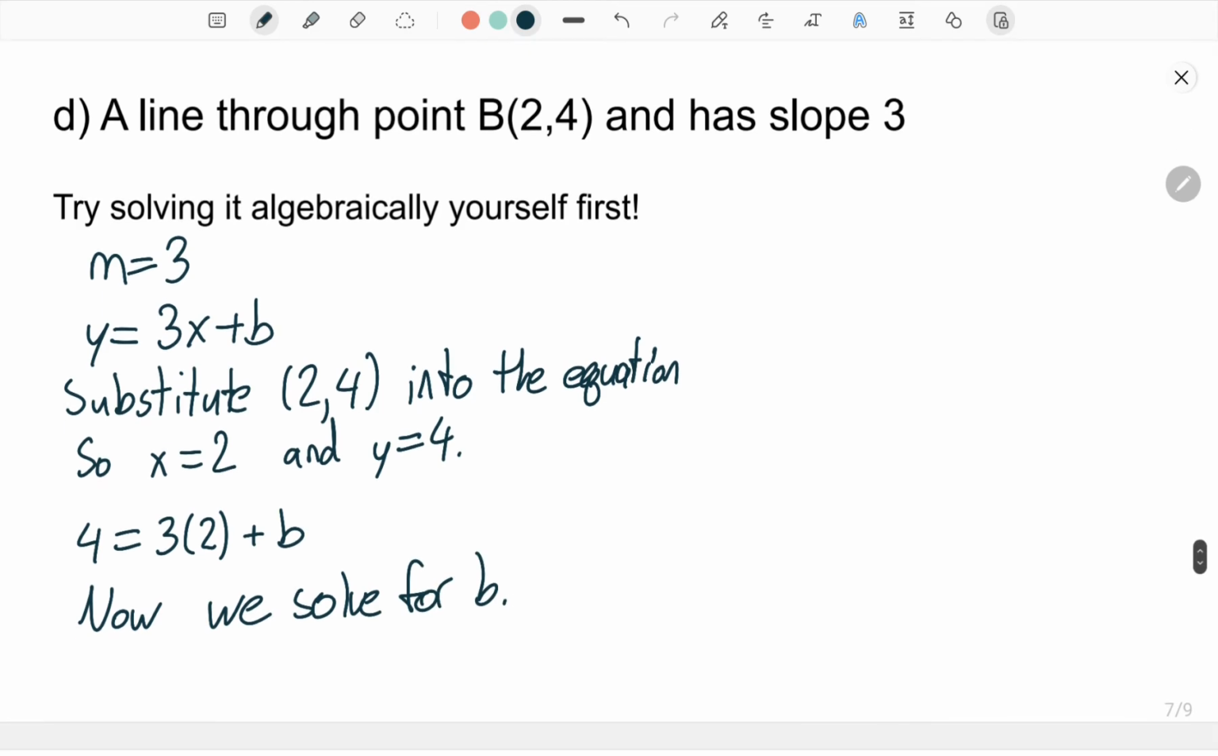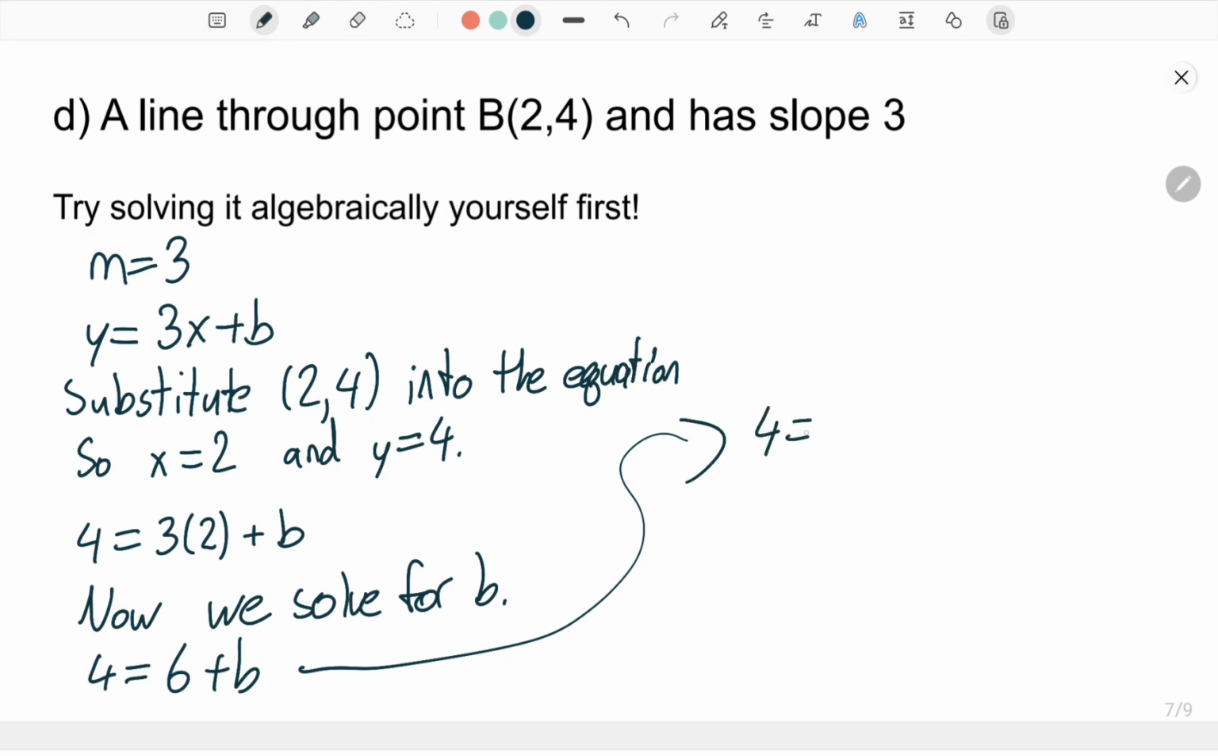Okay, and solving for b, what do you get? Well, you're going to get 4 is equal to 3 times 2, which is 6, plus b. I'm just going to rewrite that: 4 equals 6 plus b. That 6 beside the b, we want to move that over to the other side. So we subtract it, and you're going to get 4 minus 6, which is just negative 2 equal to b.